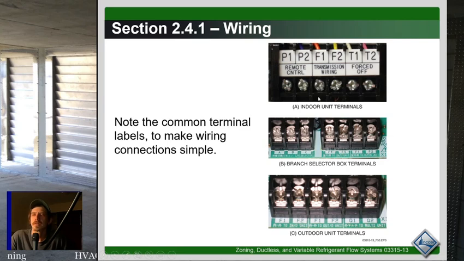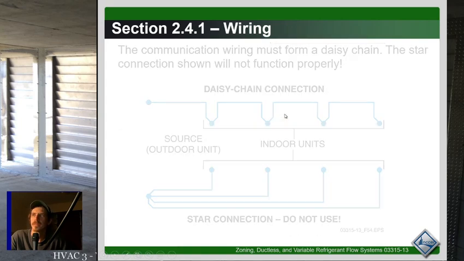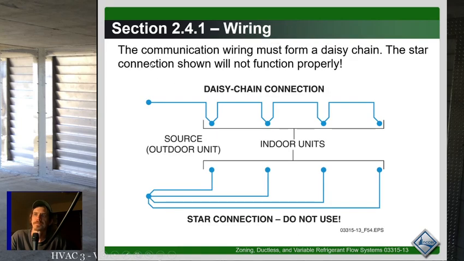Your branch selectors communicate to your indoor units, which is always the case for the most part. Your indoor units a lot of times are connected to your thermostat, but some systems, different manufacturers, I think the thermostat goes to the branch selector itself, and then you daisy chain the branch selectors, and one of those goes back to the outdoor unit. It's 2-wire to everything. It's pretty simple once you've learned it.